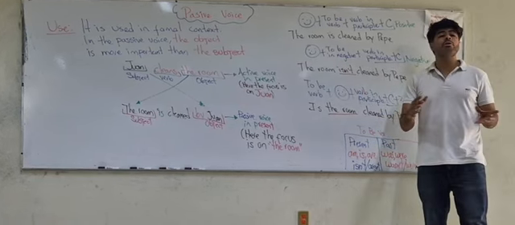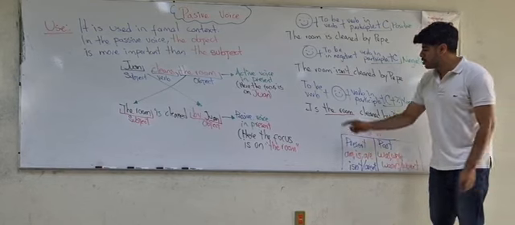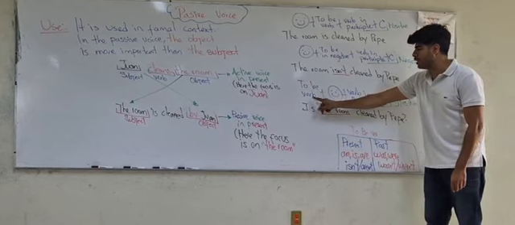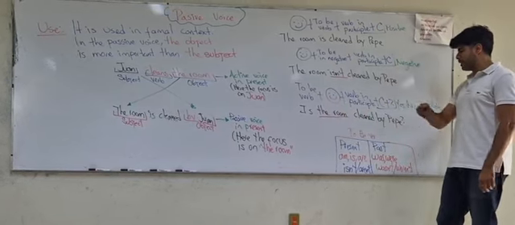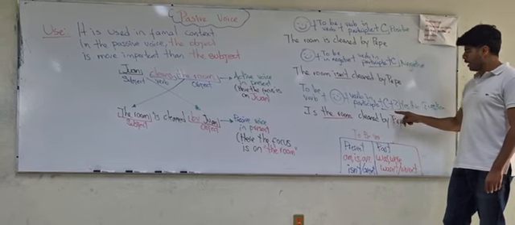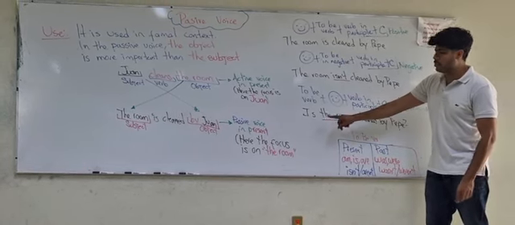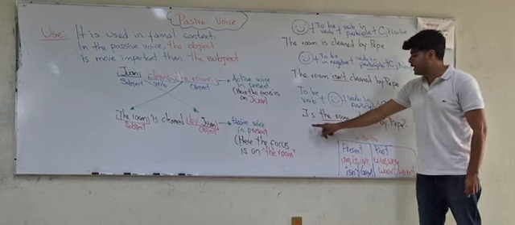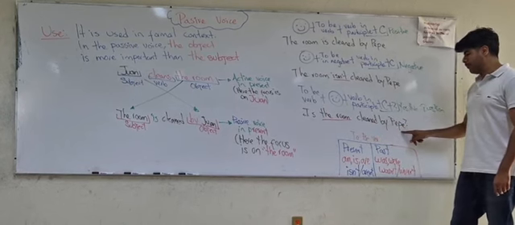Now, how do we make yes or no questions? You have to place first the to be verb, then the subject, verb in past participle, complement, and question mark. So the question would look like this: Is the room cleaned by Pepe?